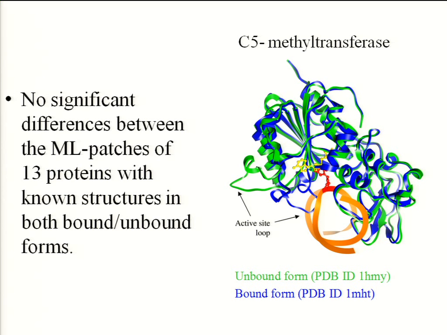This is an example. This is the worst case, where the structural change is really big. You see the unbound form in green and the bound form in blue. And you see that there is a big loop that changes conformation to facilitate the interaction with the adenosine bases. And you see how large the change is. And nevertheless, the maximum likelihood patch is essentially identical to the one bound and unbound.